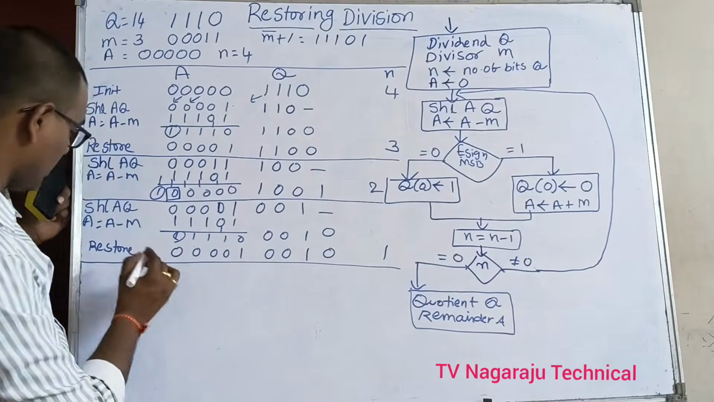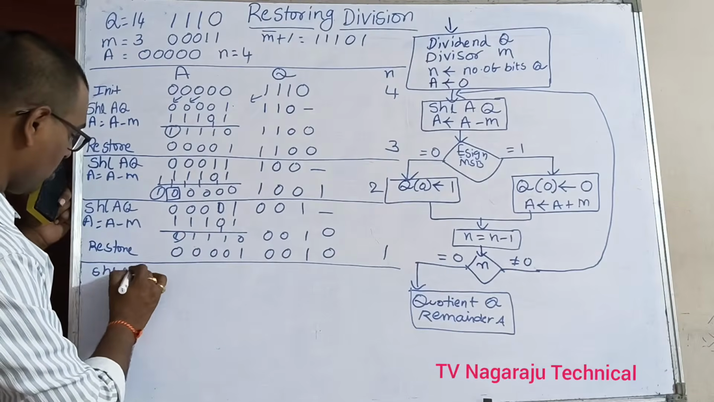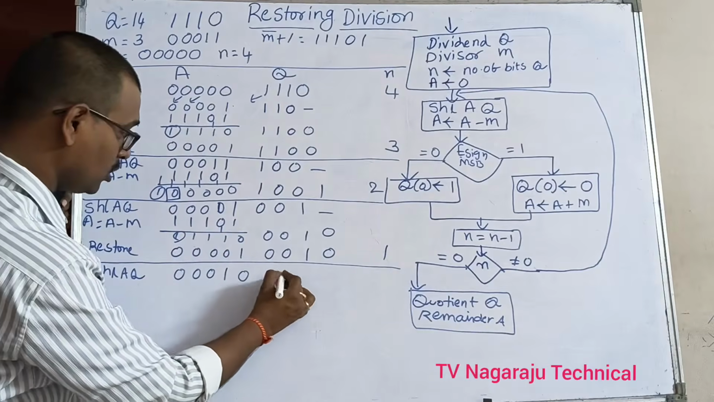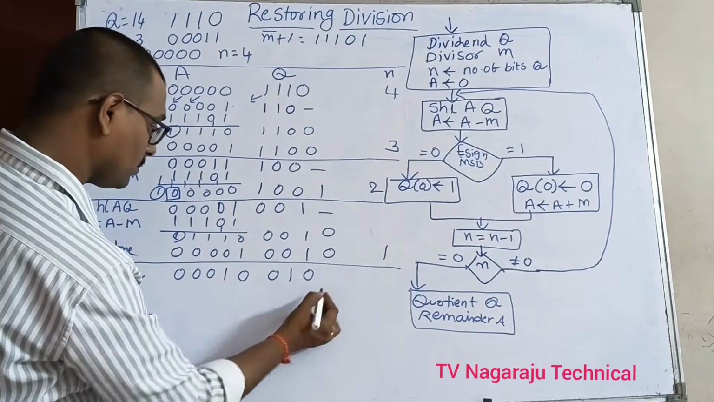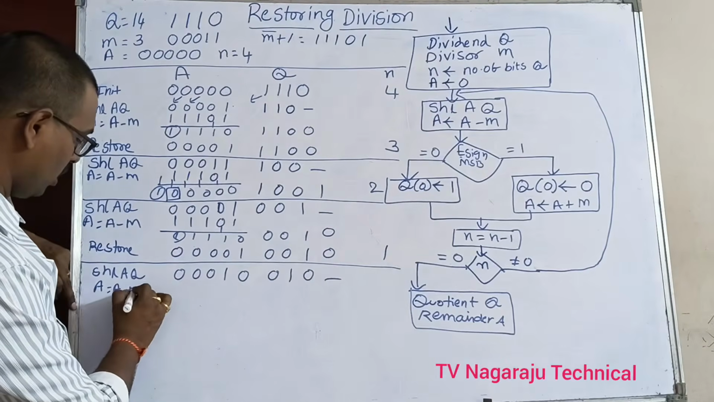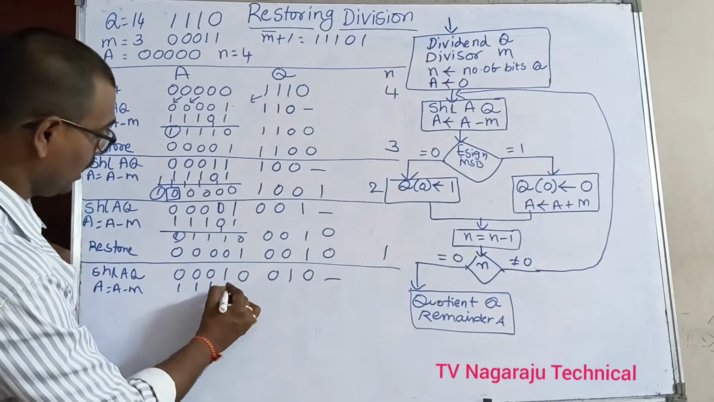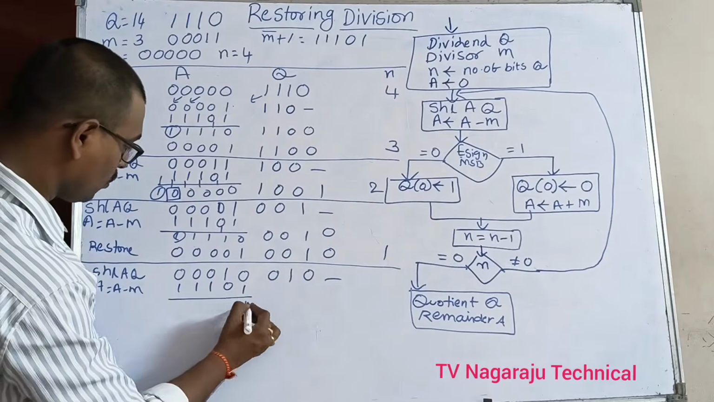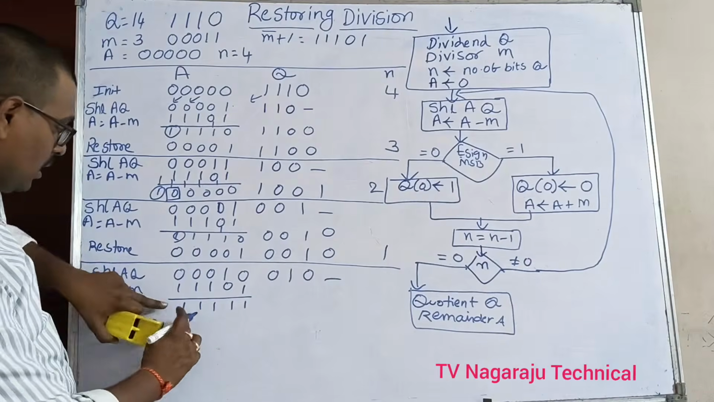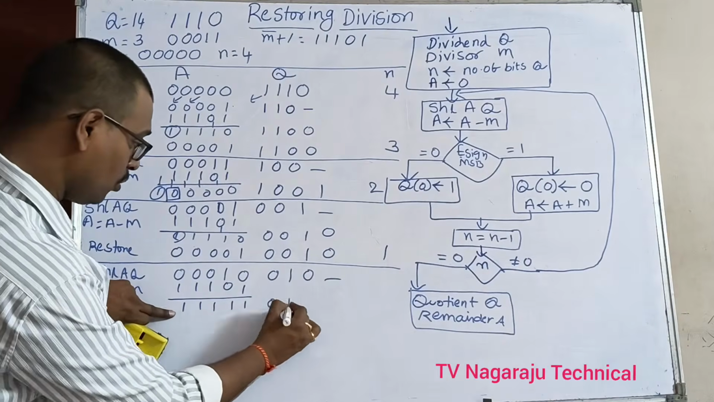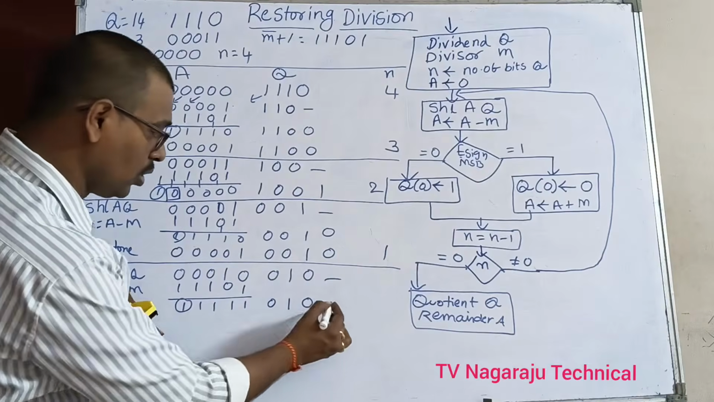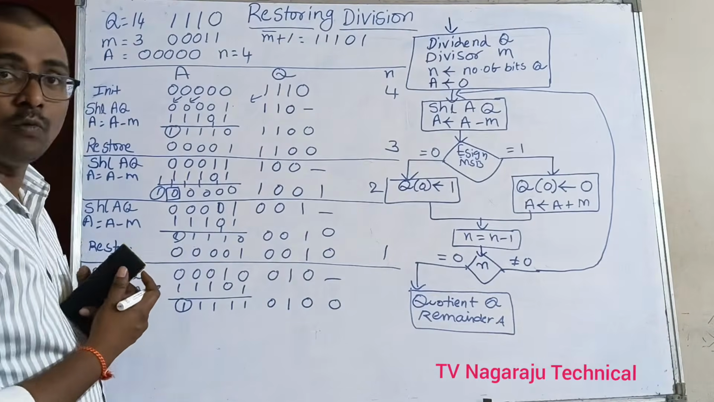And the last step, shift left of AQ. Shift left of AQ: 0 0 1 0 0 1 0. Here you need to fill the value. Again do A is equal to A minus M. 1 0 1 1 1 1 1 1 1 1. So here 0 1 0. What is the value? The MSB value is equal to 1. Here you are getting 0.